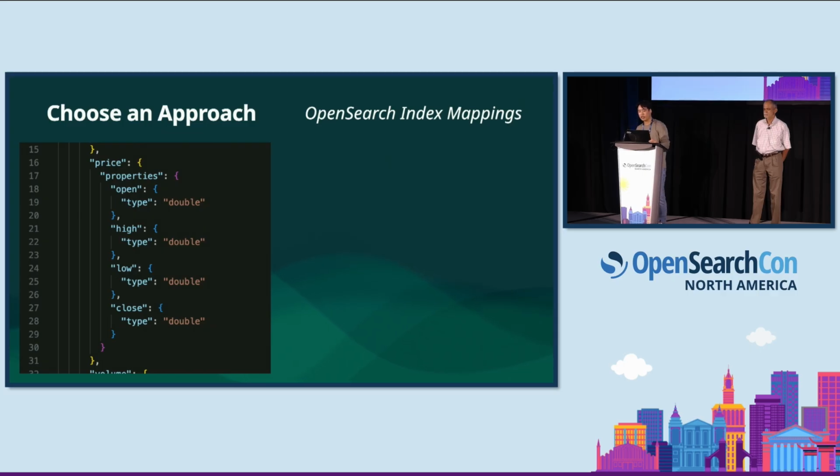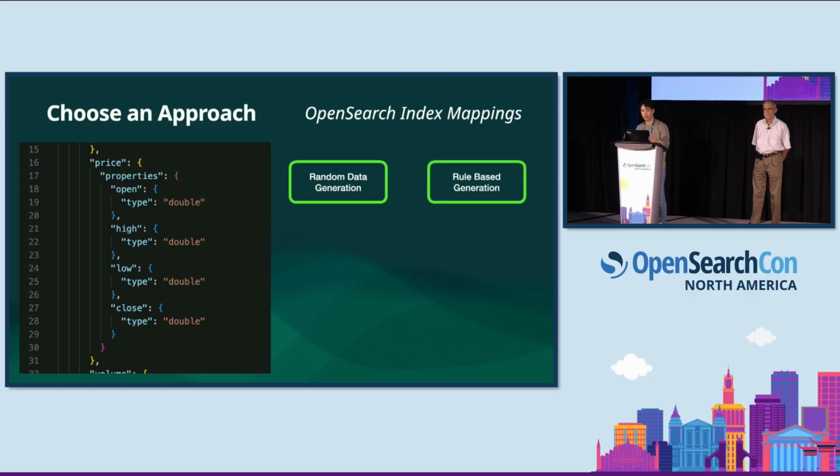When you feed an index mapping into the synthetic data generator, it essentially activates the first technique, which is just random data generation by default. And this is the most naive form of synthetic data generation, believe it or not, and it serves a good purpose. But many of our users will probably want to use the rule-based generation technique. What this essentially means is you provide rules, and the synthetic data generator will generate data based on those rules.